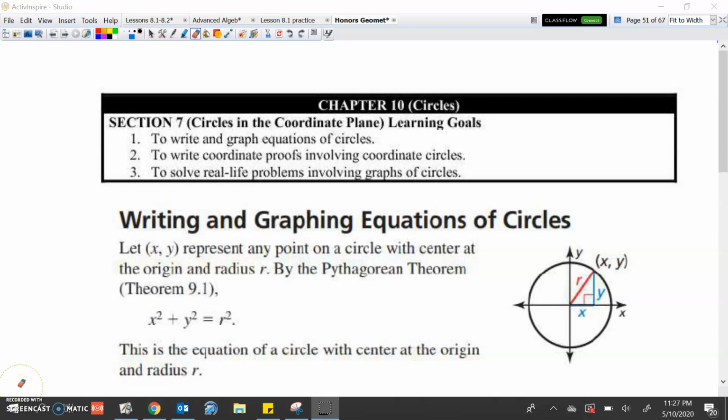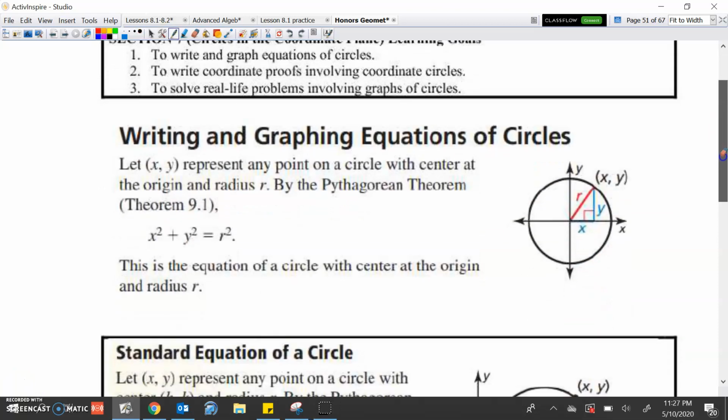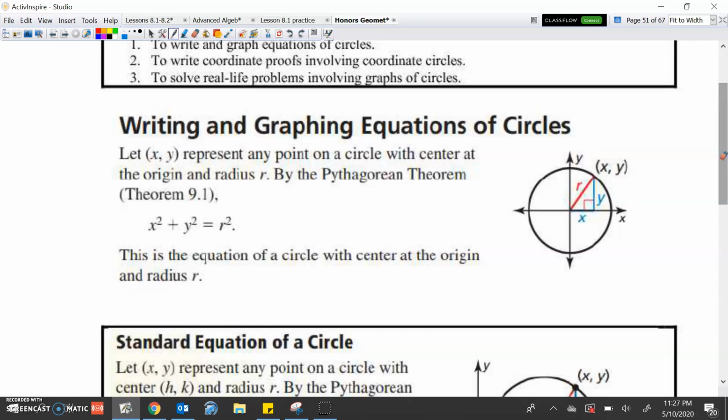Okay, so for our last lesson of chapter 10, we're going to talk about writing the equations of circles. Even though we're done with triangles, we're not really. We're going to see a connection here. So for those of you that love triangles, yay! Here we go. All right, so let's talk about what we're familiar with.